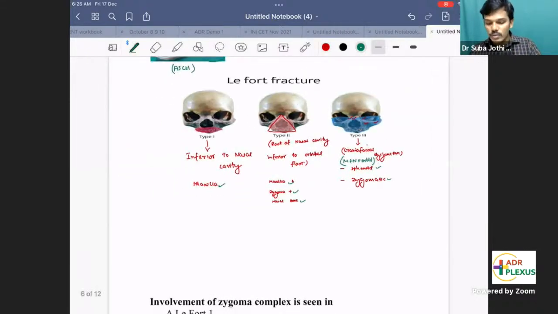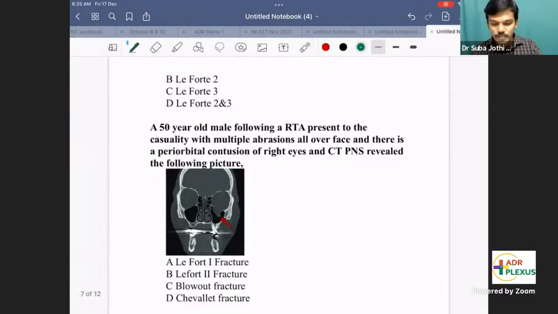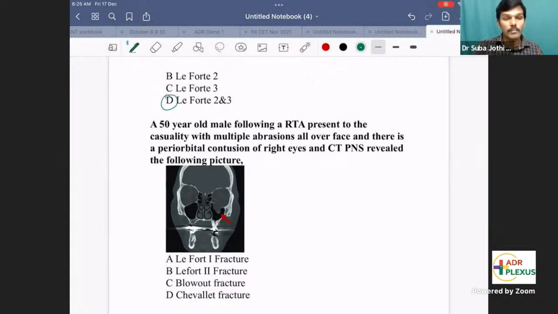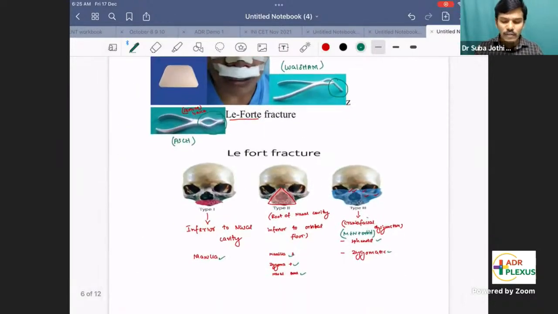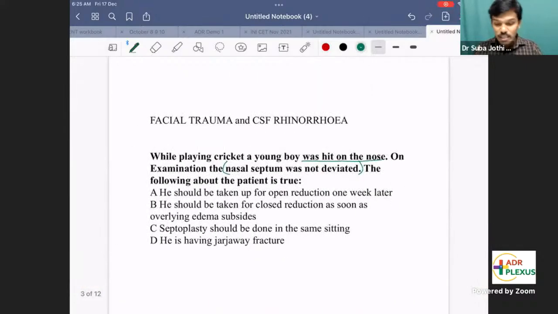Okay. So involvement of zygoma complex is seen in A, Leforte 1, B, Leforte 2, C, Leforte 3, D, Leforte 2 and 3. So it is Leforte 2 and 3, because in Leforte 2 and 3 we have involvement of zygoma. Okay. So as we have completed the Leforte fracture, we can also complete the question which we started with.